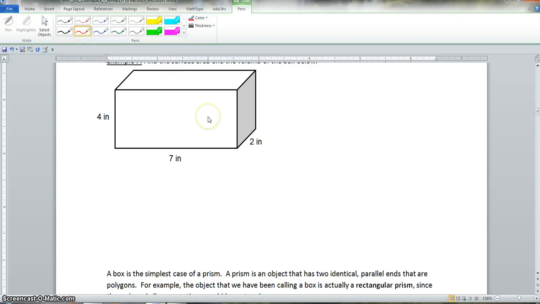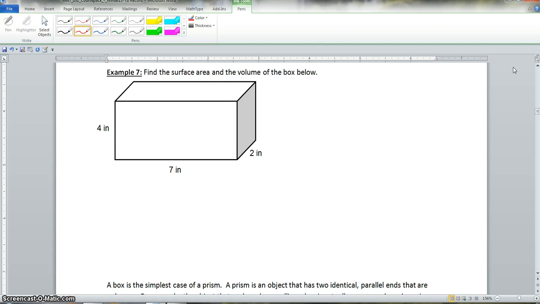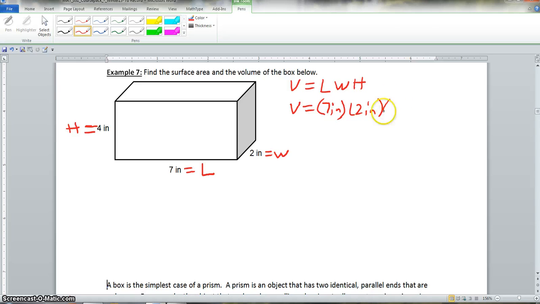So now, we're asked to find the surface area and the volume of the box. Now personally, I will find the volume first because the volume is a little easier to find. You have length times width times height. So the volume is equal to, first of all, this would be our height, this would be our length, and this would be our width. So we can substitute this in. The length is 7 inches, the width is 2 inches, and the height is 4 inches.